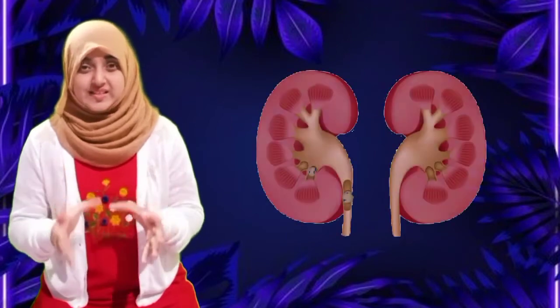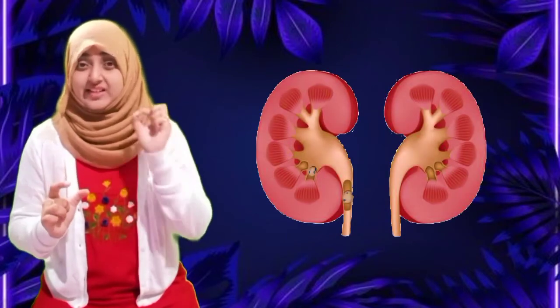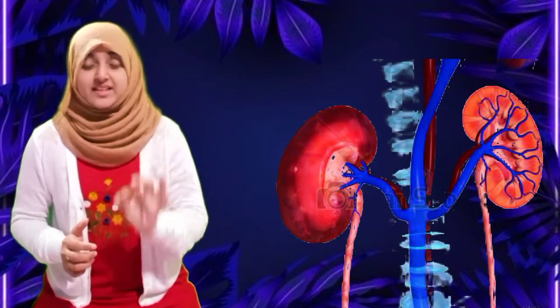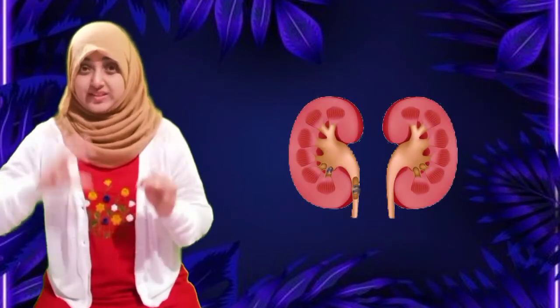So these kidneys are the bean-shaped excretory organs located in the abdominal cavity, each on either side of our backbone. The urine produced in the kidneys is sent through tube-like structures called ureters and collected in the urinary bladder. And later on, it is passed out through the urethra. Now let's see how this kidney functions and produces urine.